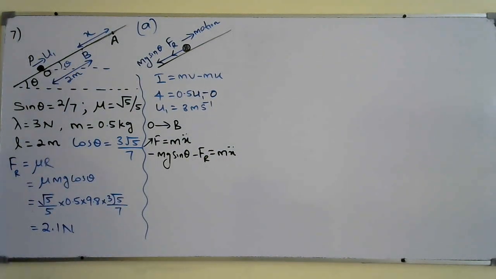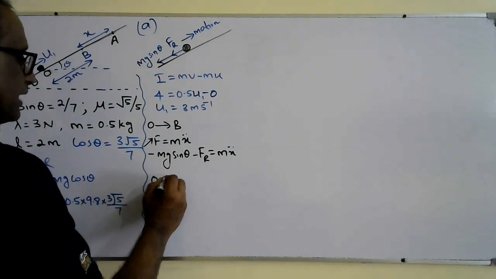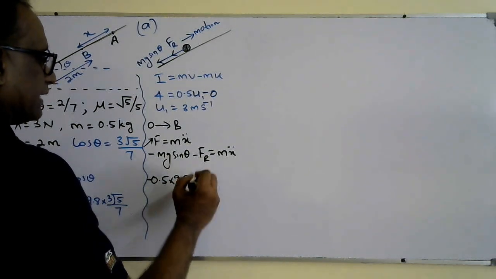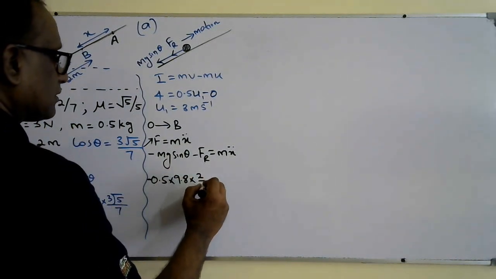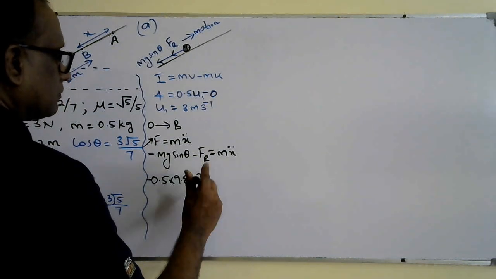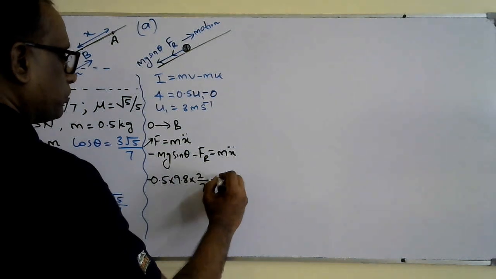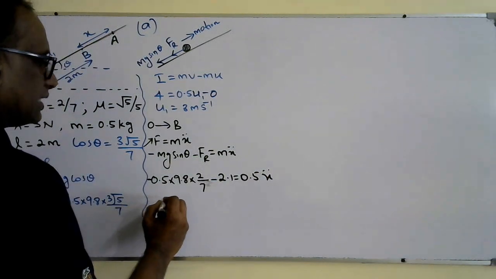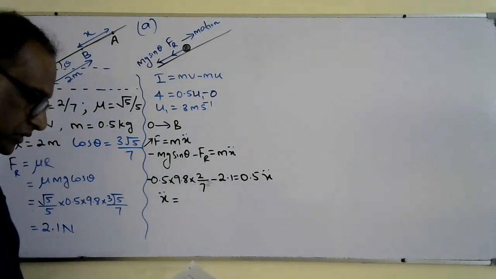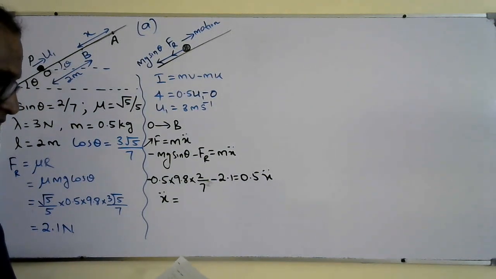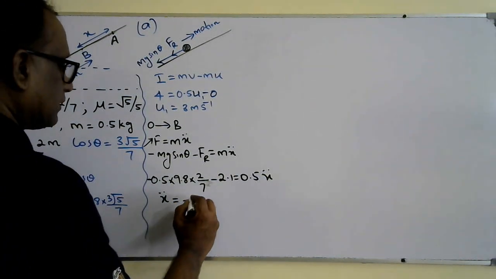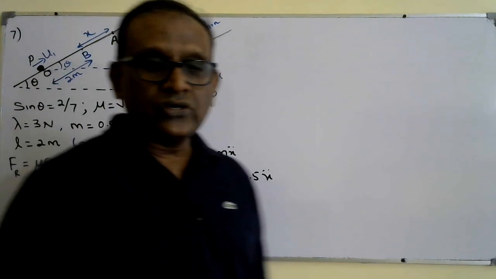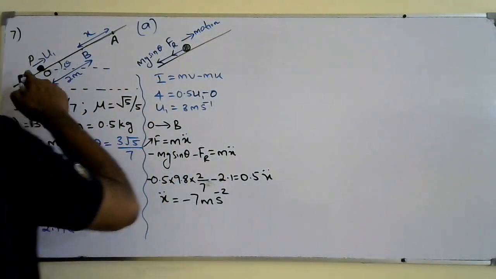So minus mg sine theta. The mass is 0.5. There's a minus sign. Minus 0.5 into 9.8 into sine theta, 2 by 7, minus friction 2.1 equal 0.5 x double dot. So find the x double dot. So x double dot will be equal to minus 7 meter per second square. Along the direction of motion I'm getting negative, which means it's going to decelerate from O to B.